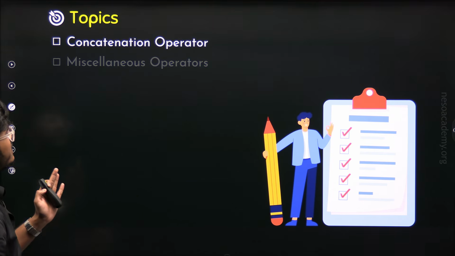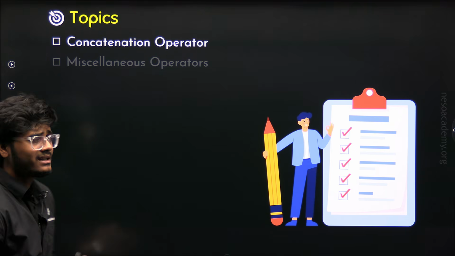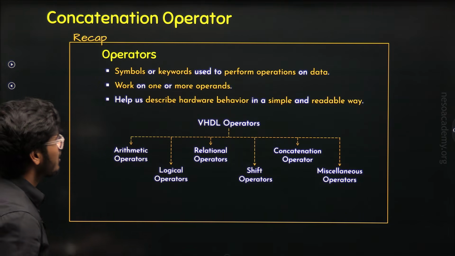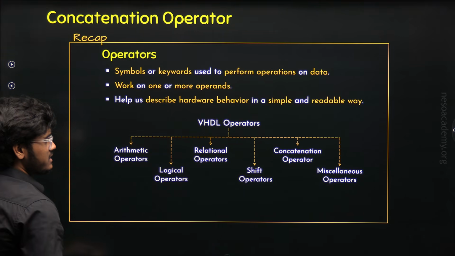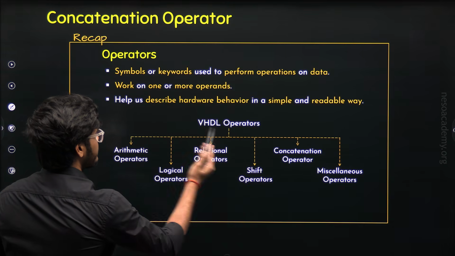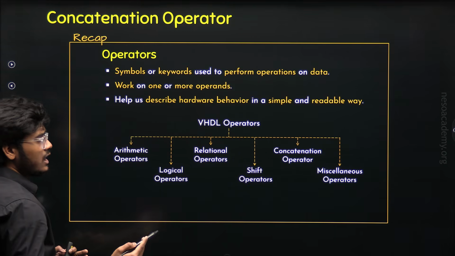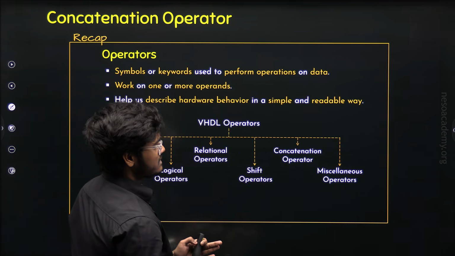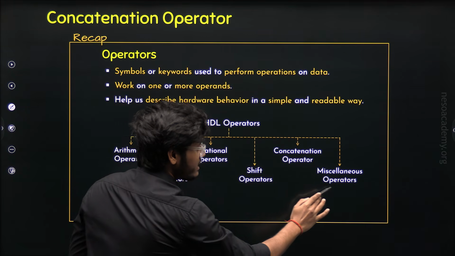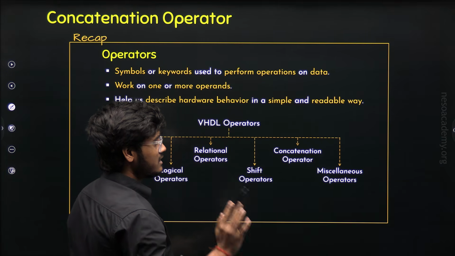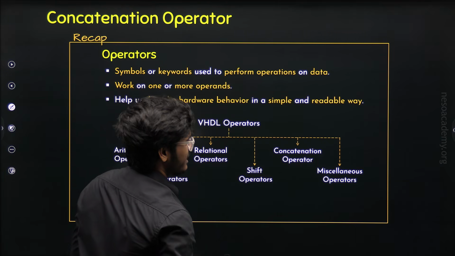Now, before understanding what is concatenation operator, let us do a quick recap. We all know what are operators, and in VHDL there are 6 operators, out of which we have completed the first 4 operators. Now, as I told you, we will understand the remaining 2 operators, concatenation operator and different types of miscellaneous operators, starting with concatenation operator.